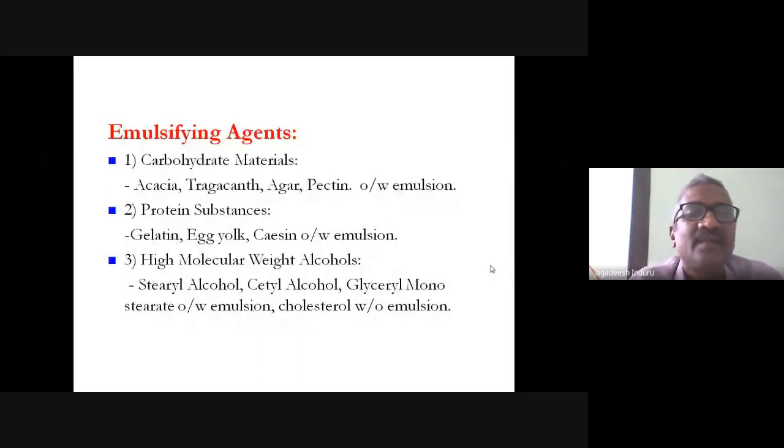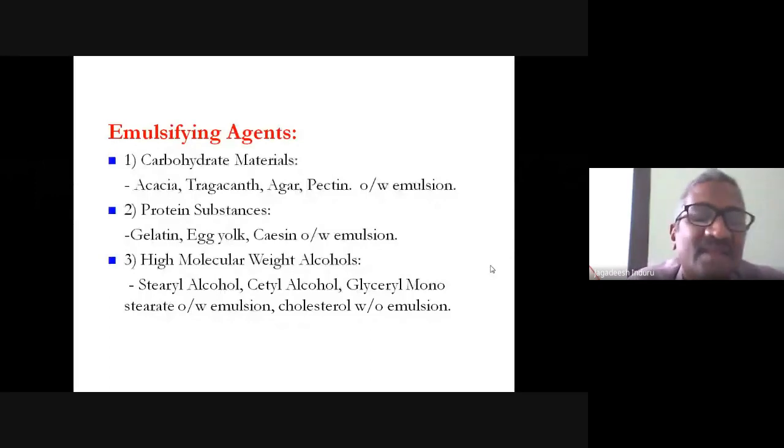And we have seen the classification based on nature and origin: natural, synthetic, and semi-synthetic. These are all the classifications we have already seen. Natural origin, synthetic origin, semi-synthetic origin. Now we are classifying by chemical nature, that is carbohydrate material, protein material, and alcoholic material.